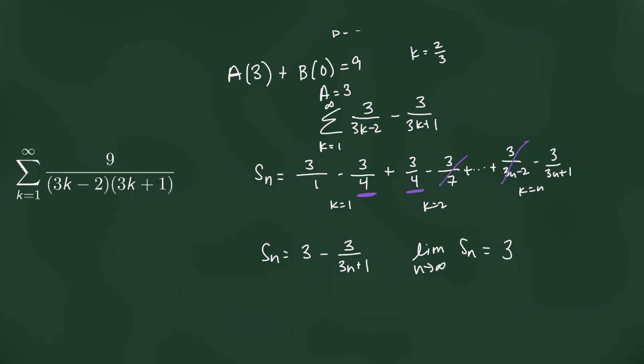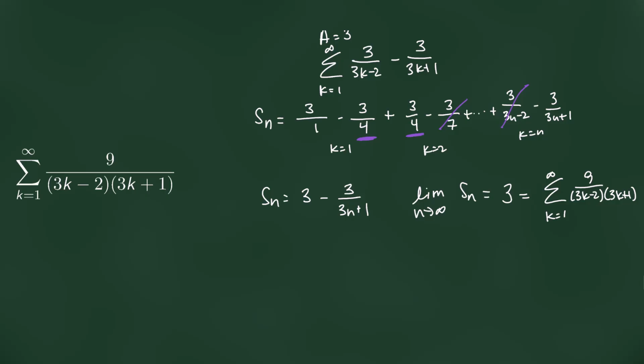And we know that that's exactly equal to the value of our initial expression, which was 9 over 3k minus 2 times 3k plus 1. So now we know two things. We know that this converges, and we also know that it converges to the value 3. So we actually have a value for our sum, which we did not get with the limit comparison test.